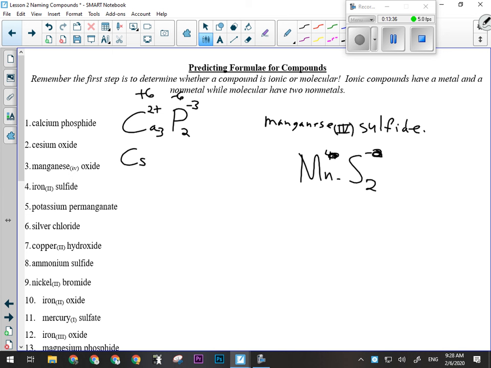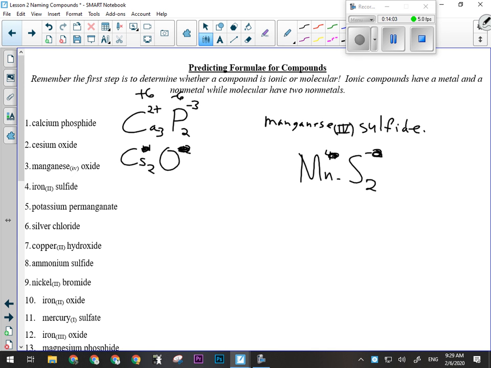Cs. What's cesium's charge? Bottom left corner. +1. And it is with oxygen. Oxygen is always a -2. So drop and swap. The 2 comes here. The 1 goes there, but we don't write 1s.